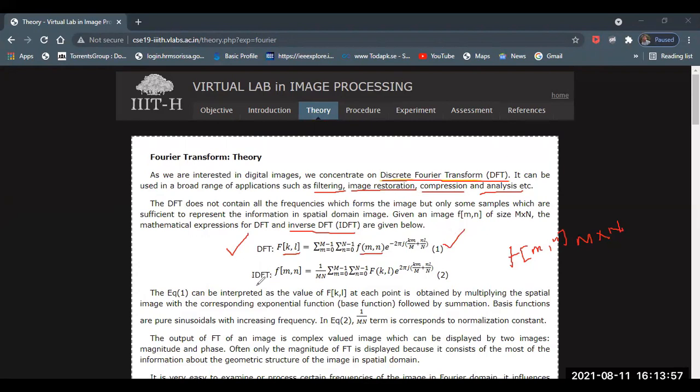Similarly, we can derive the original image, which is f of m n. Now how is it derived? With the help of IDFT, it is nothing but 1 upon capital M by capital N and double summation, where m varies from 0 to N minus 1, then n varies from 0 to N minus 1, of this F of K L, multiplied by e to the power of 2 pi k m divided by capital M plus n l divided by capital M.